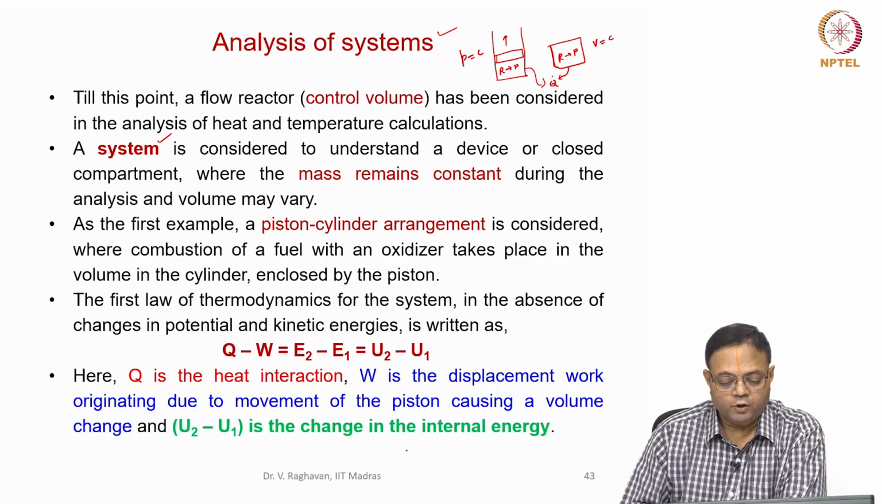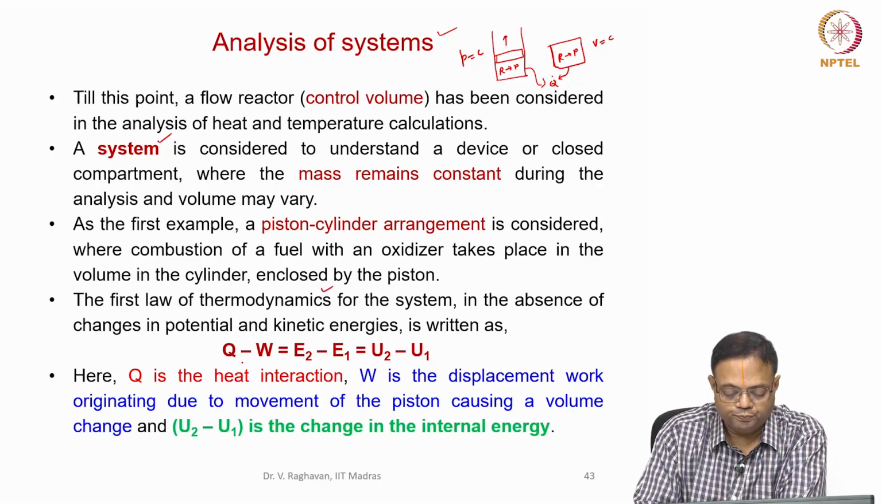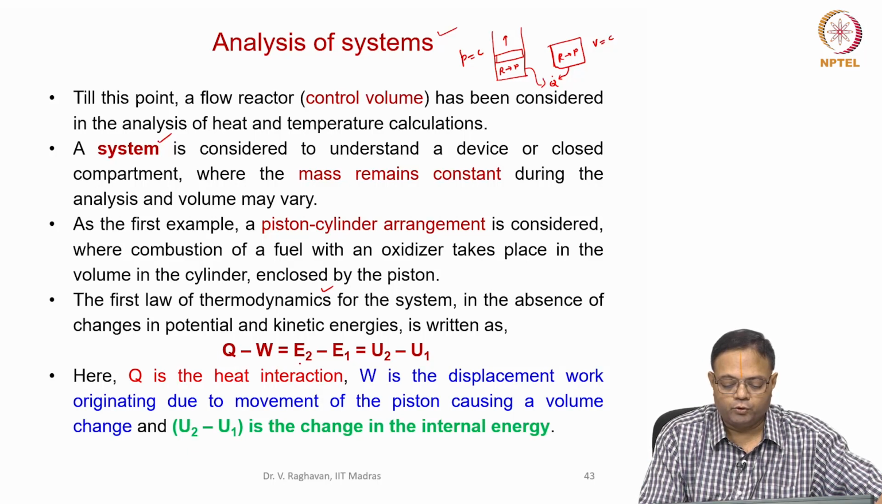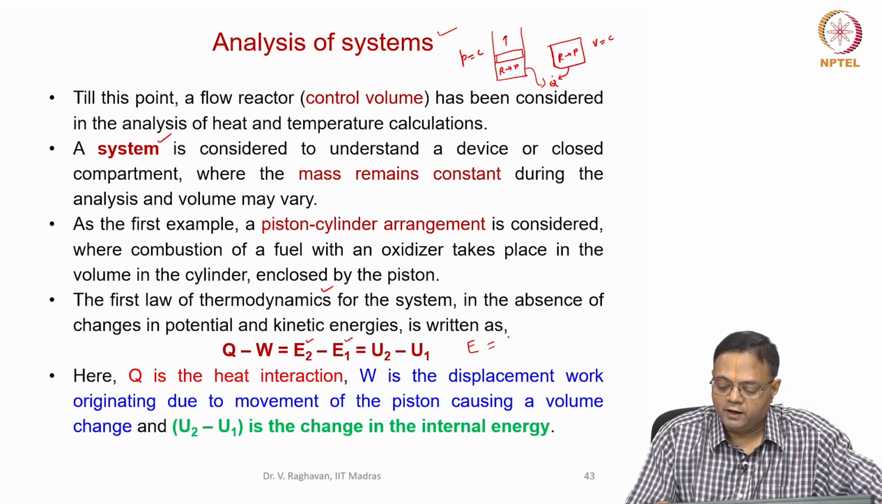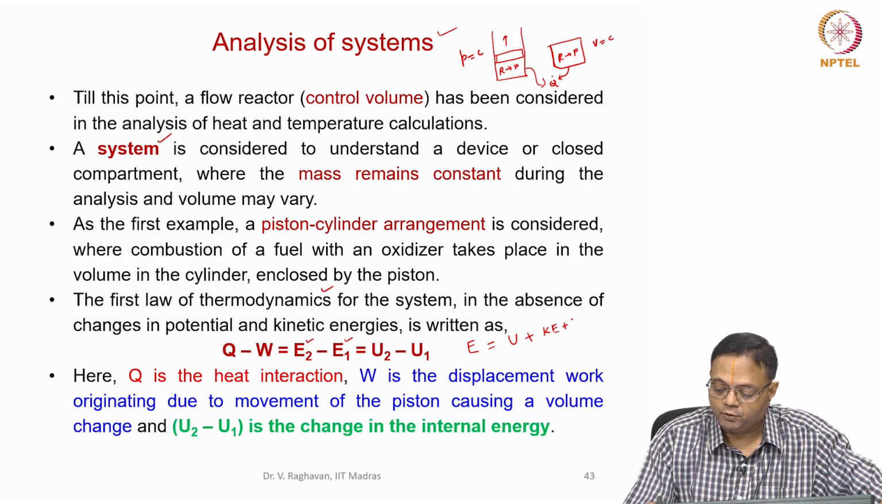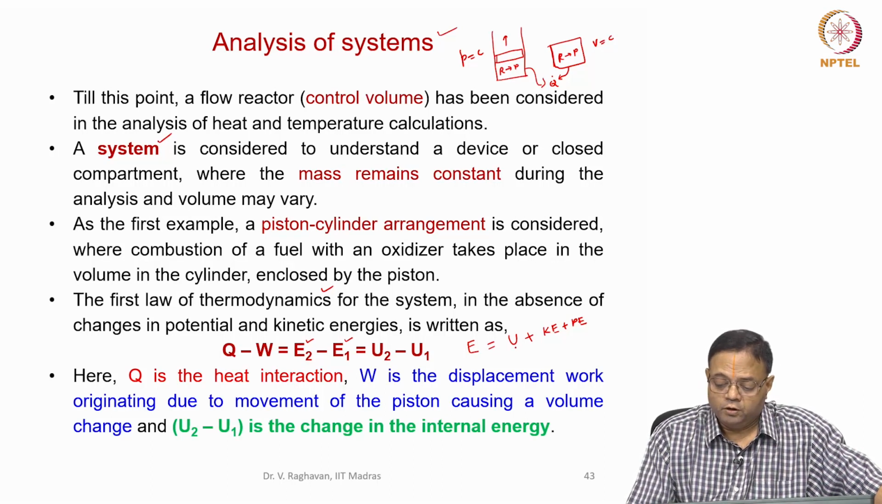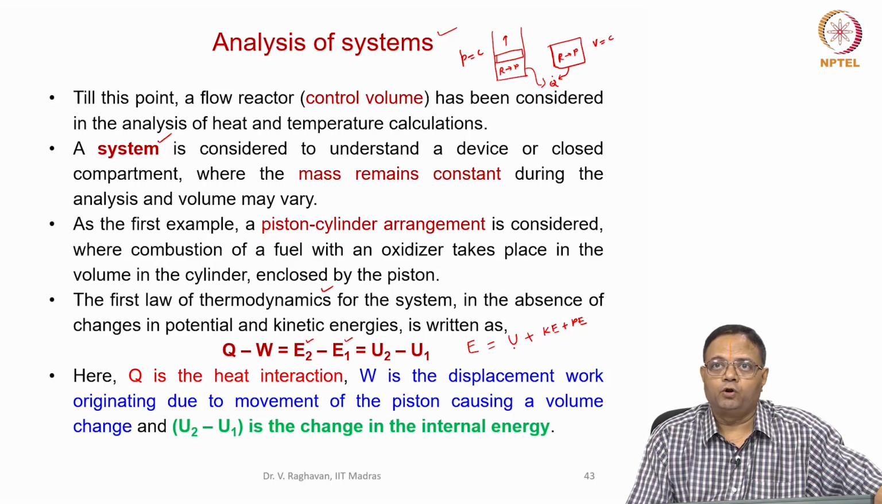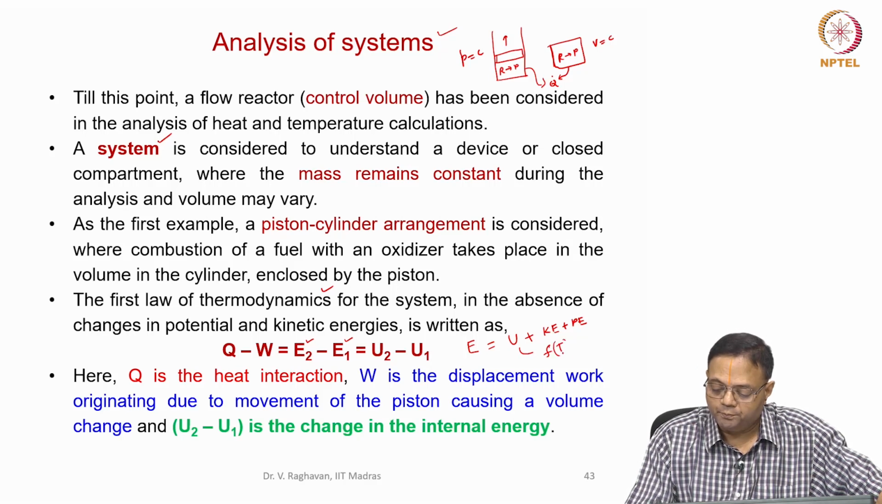Okay, so in this case, basically the first law of thermodynamics, as we have seen earlier, is written as Q minus W equal to delta E, that is E2 minus E1, the final state energy minus the initial state energy, where E, as I told earlier, is the sum of internal energy U plus kinetic energy plus potential energy, and internal energy basically is a function of temperature, volume, pressure, etc. For ideal gases, this will be a function of temperature only.